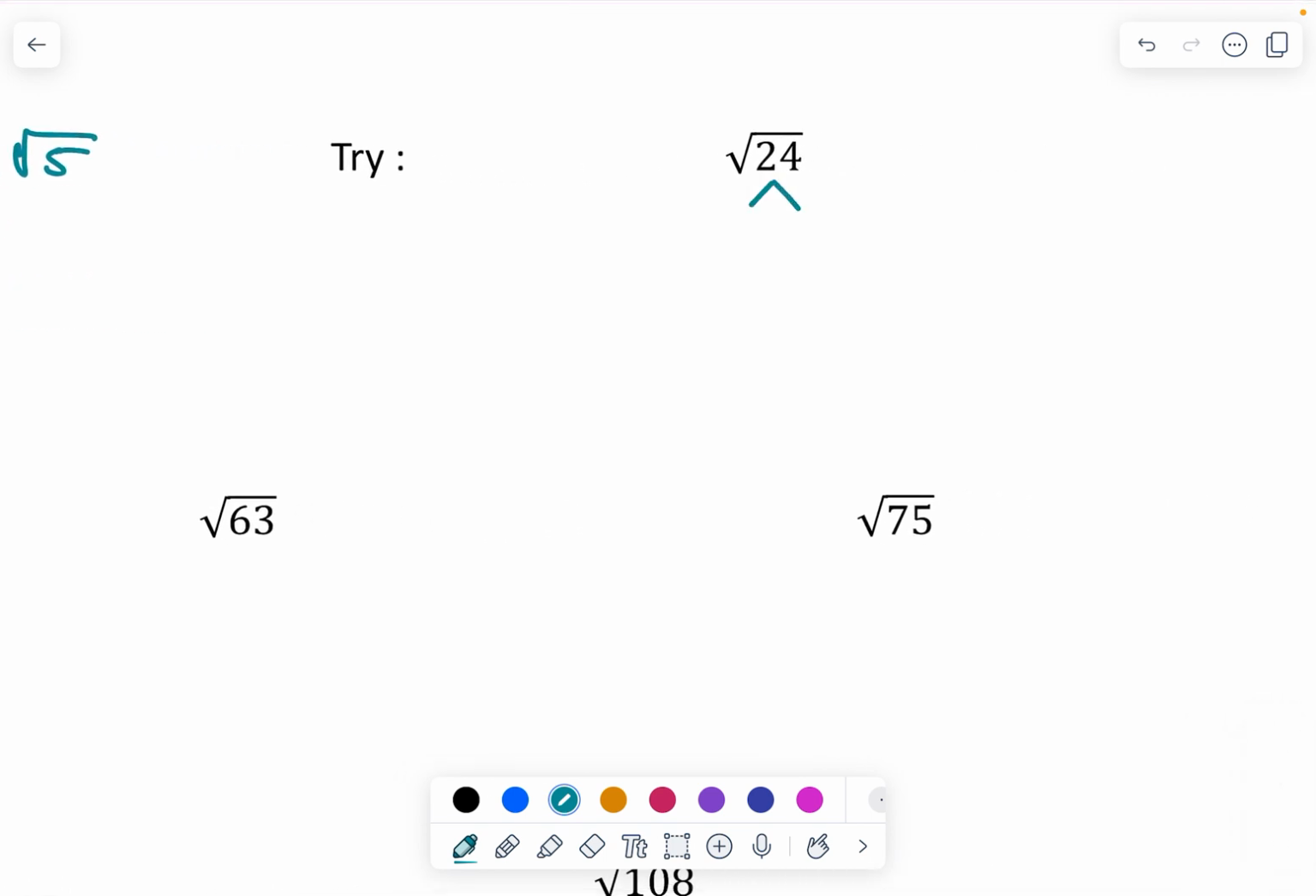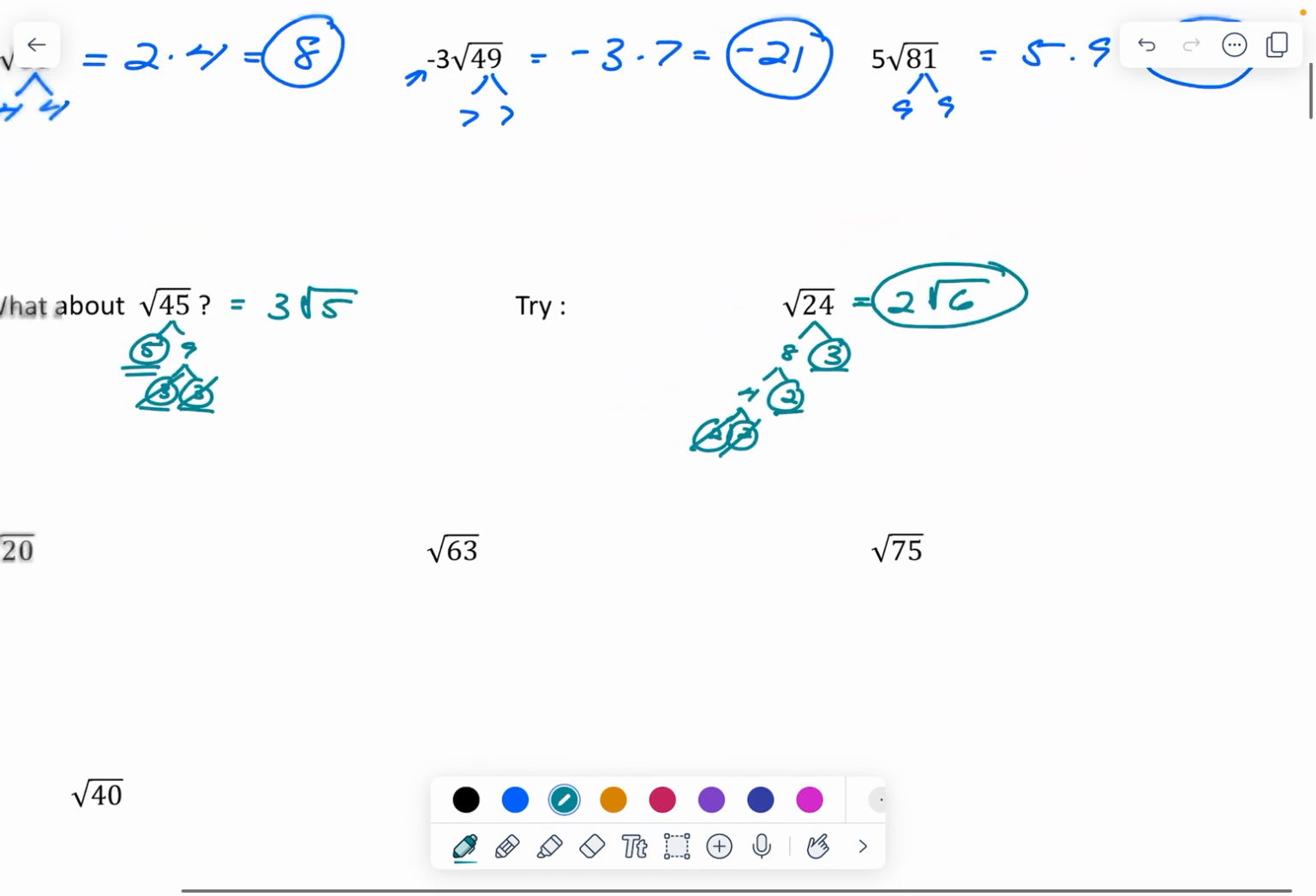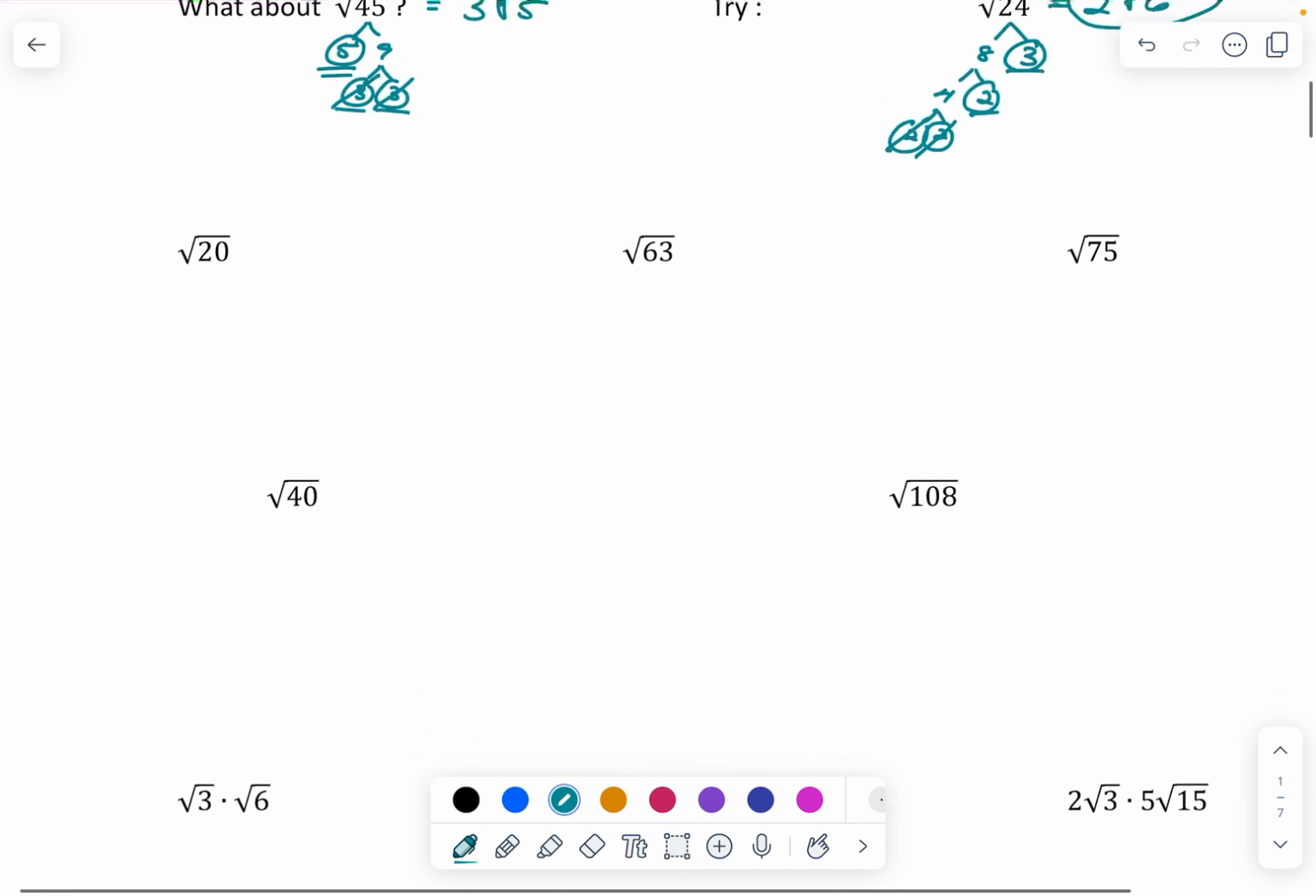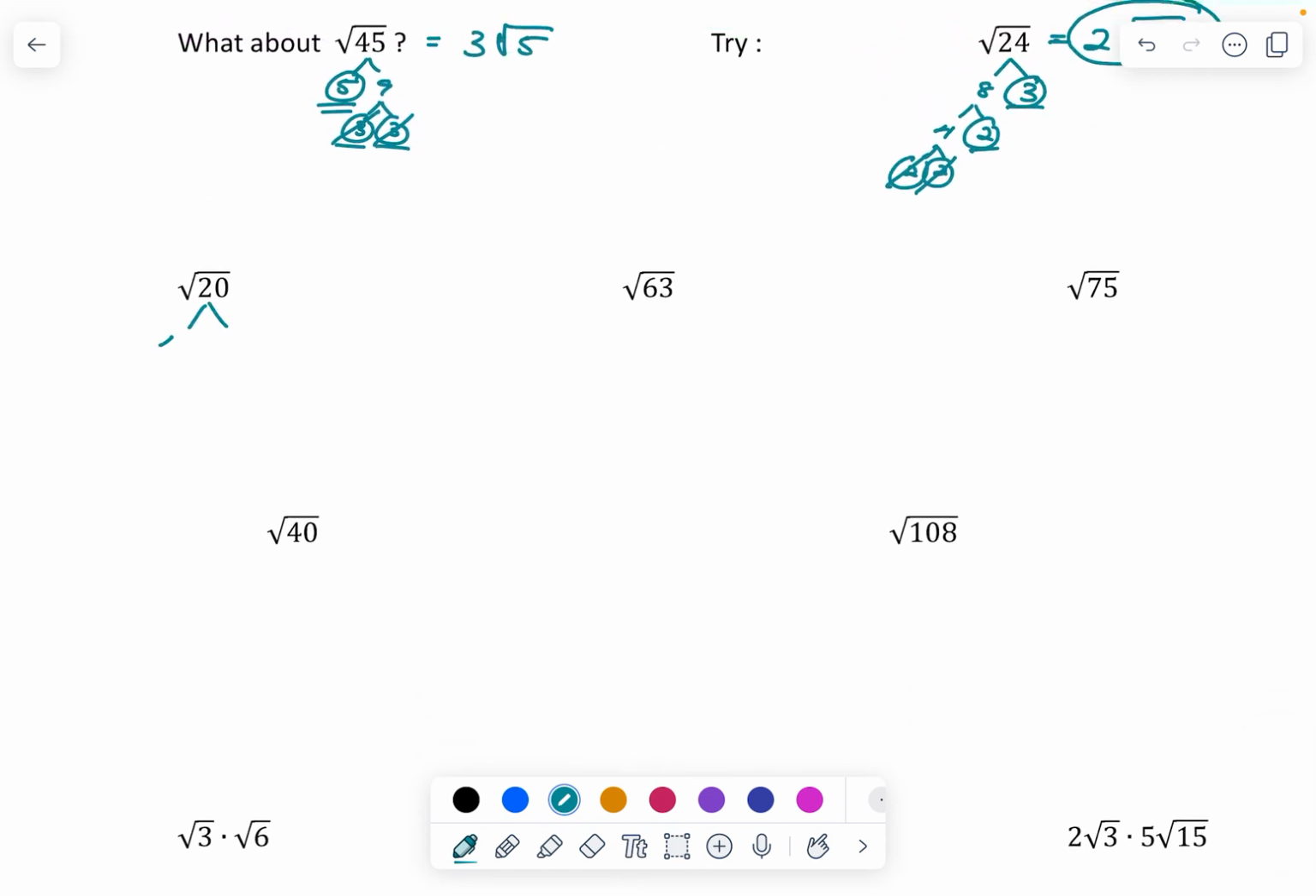So there are different ways you can start: 8 times 3, 6 times 4. It doesn't matter because we still do the factor tree, and the factor tree still comes out the same. So when we break it down, we end up with 2 times 2 times 2 times 3. A pair of 2's can come out as a 2, because 2 times 2 is 4, and the square root of 4 is 2. And then the 2 times 3, these stay inside. 2 times 3 is 6. As you can see, we are going to get a lot of practice here because this is something new.